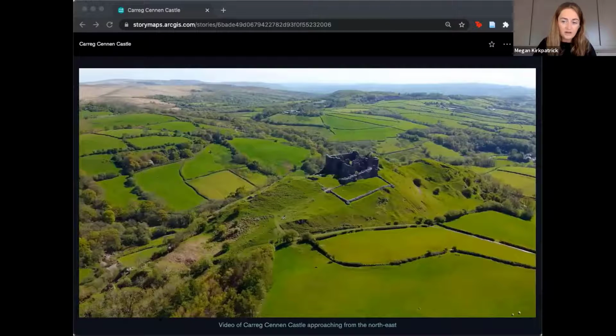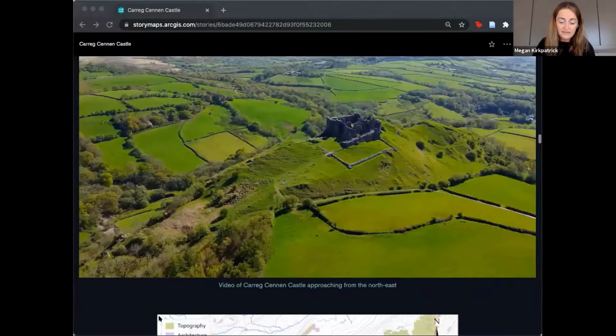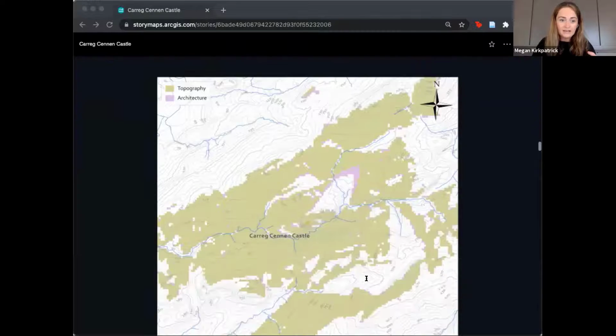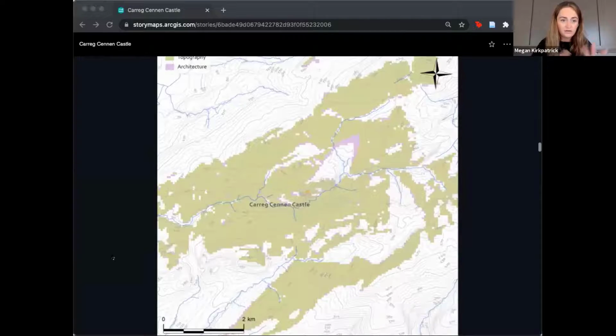So after this video, I move on to the final piece of data analysis, which is of visibility. Essentially what these colors mean is the green color correlates to the field of view afforded by the castle's topography over the surrounding landscape, and the pink color to the field of view afforded by the castle's architecture over the surrounding landscape. And anything that's white simply means that the landscape is in view of the castle.